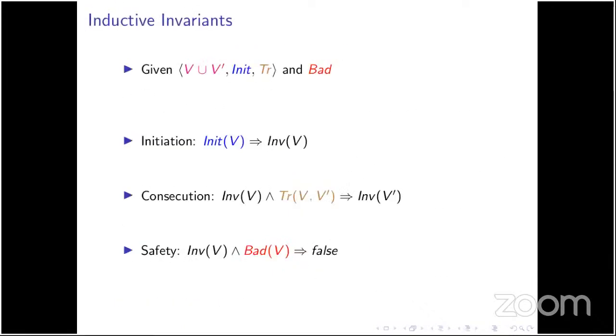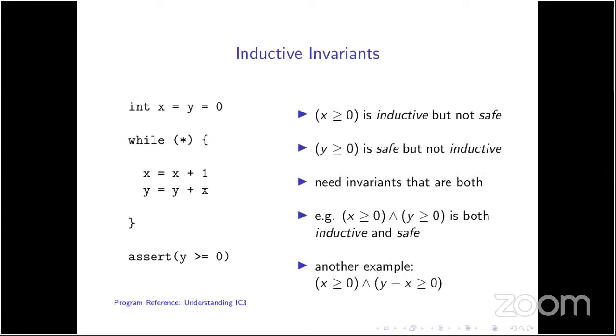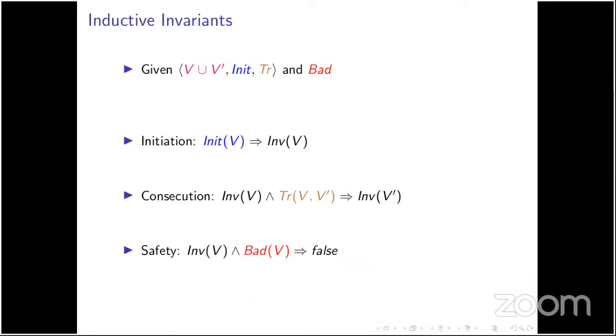So here, of course, init is the initial condition. The TR is the transition relation of the loop. Bad is the negation of the property. The property is that y is greater than or equal to 0, so bad is the negation of that, which is y less than 0. And v and v prime are just the set of variables and the primed variables for the next step. So basically, when an assignment happens, the next state variables are the primed variables.